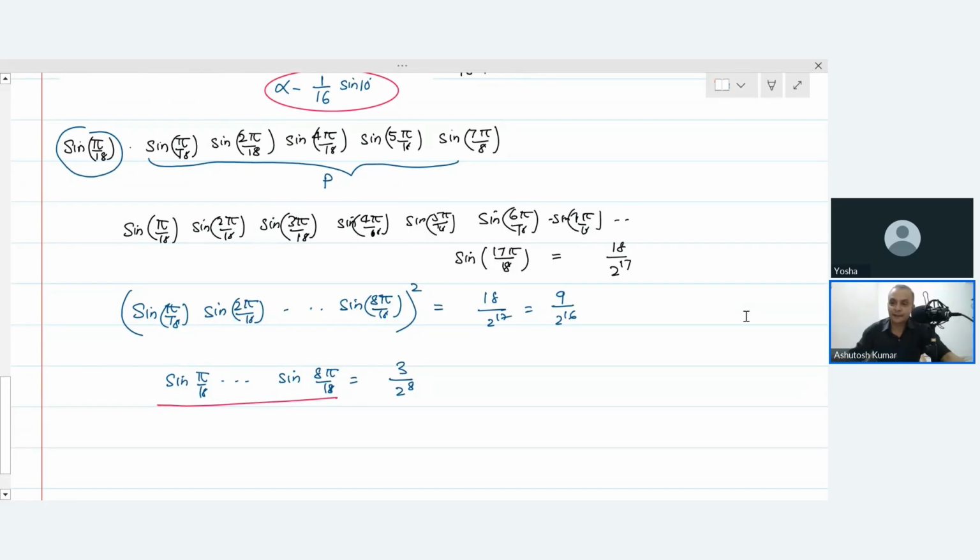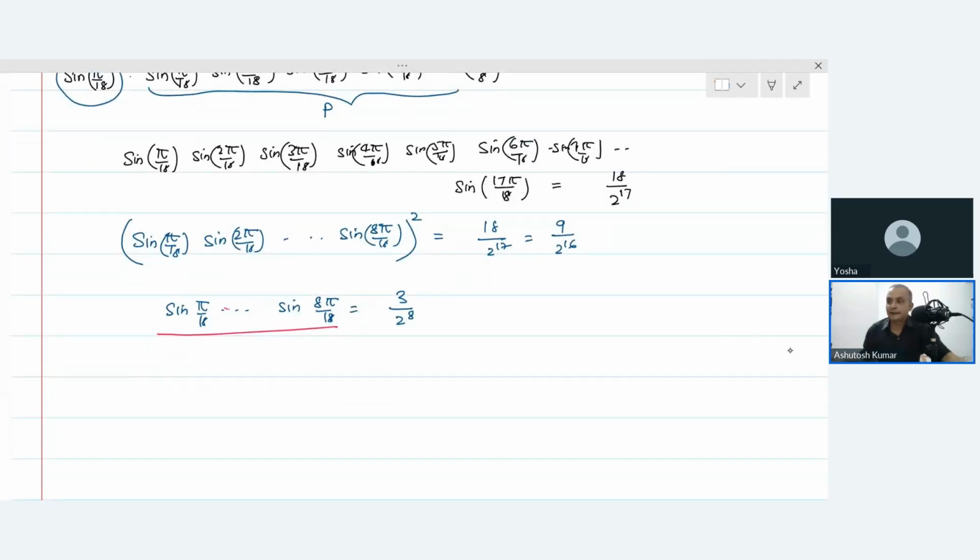Sine 3 pi by 18 is there. Then sine 6 pi by 18 is there. And sine 8 pi by 18 is there. Correct? Yes, sir. It means I can write P is nothing but 3 by 2 to the power 8, and I'm dividing by all those 3 values. That is sine 3 pi by 18, sine 6 pi by 18 and then sine 8 pi by 18. Agreed? Yes, sir. Very good.